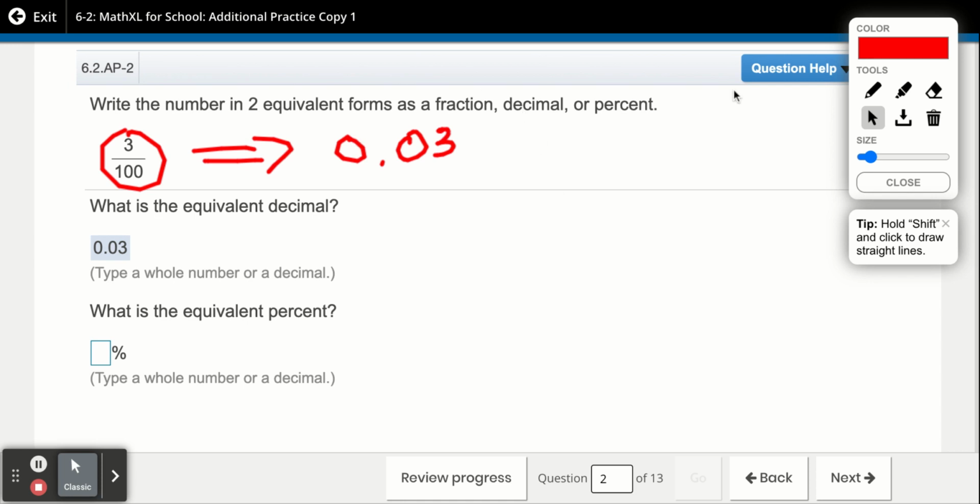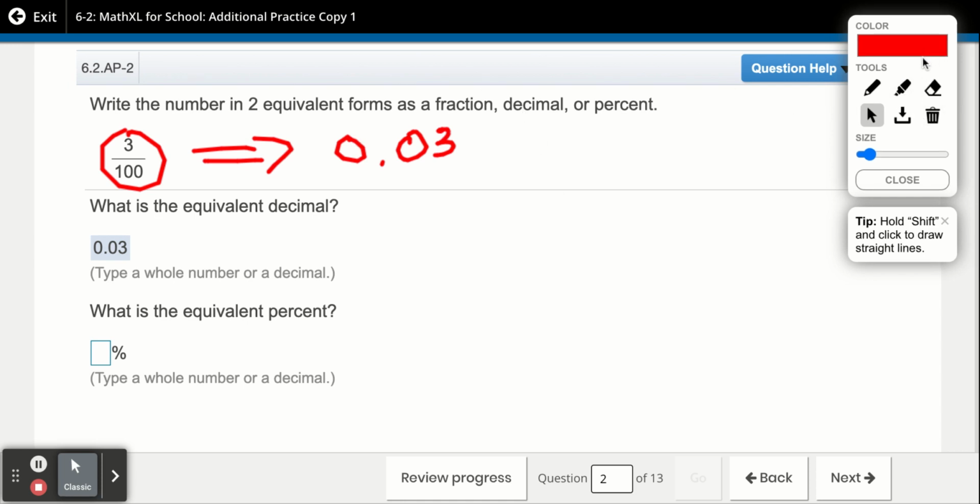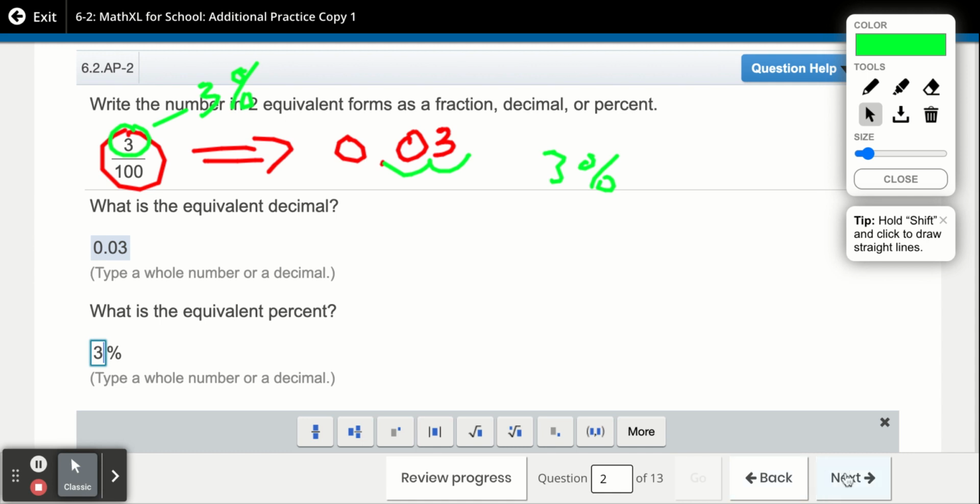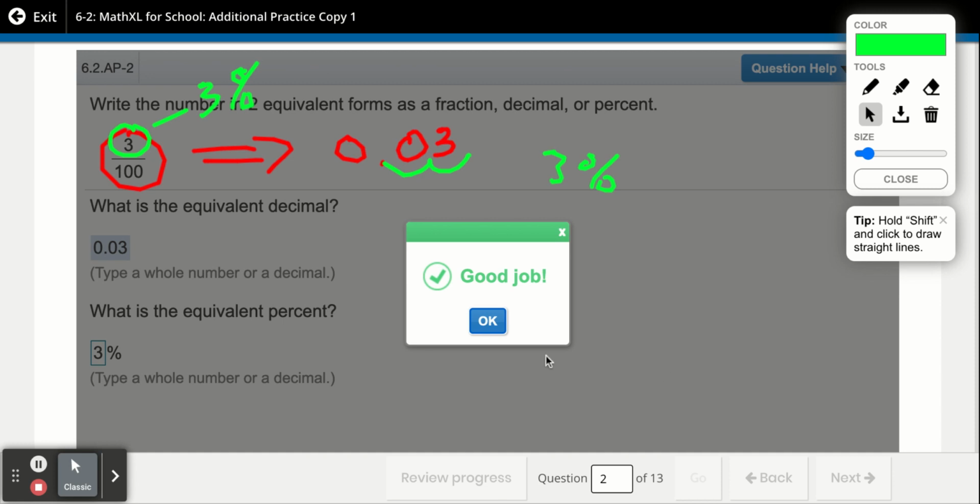And then we want to write the equivalent percent. Well, you can either go here and think, I'm just going to multiply the decimal by 100, and then I get 3%. Or remember that it's percent per 100. Look at the numerator of the fraction with the denominator of 100, and in this case, it's 3%. So just showing you some different looks at this. 3%. Hitting next. Oh, wait, nope, got to check our answer. We don't want to lose that progress.